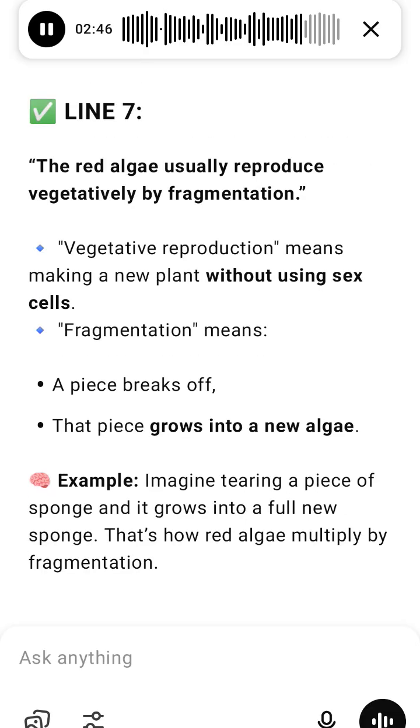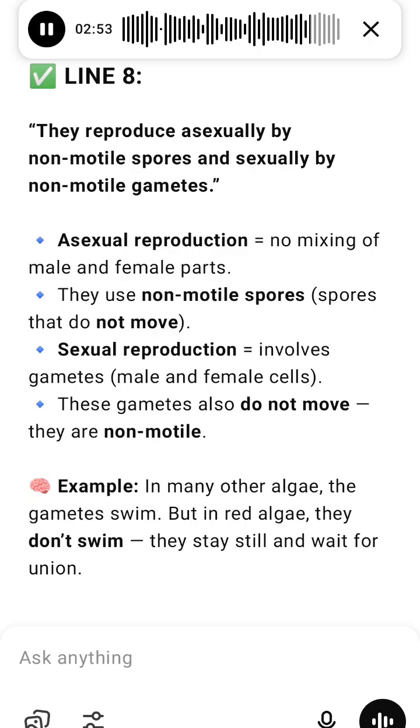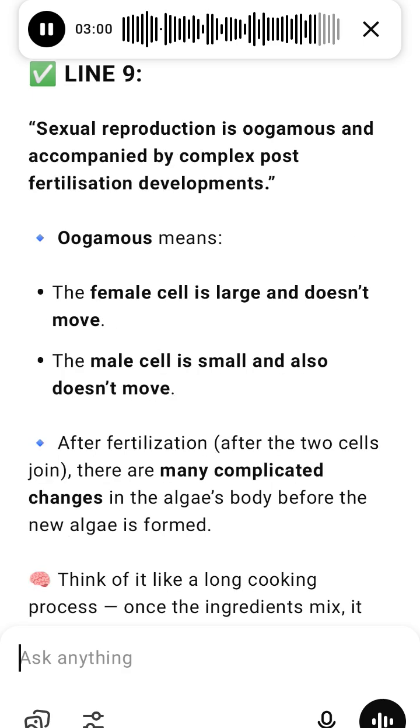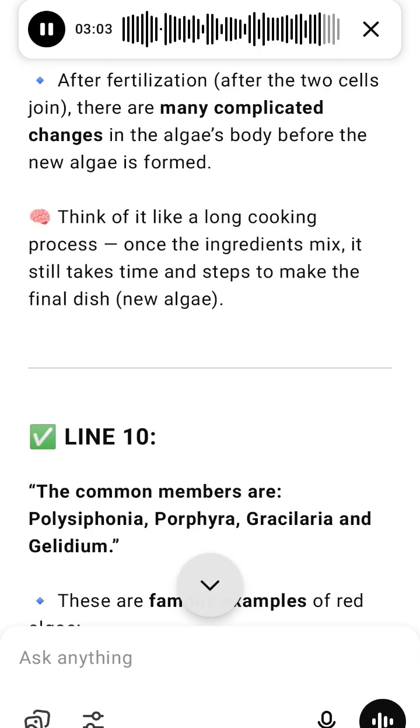How do red algae reproduce? 1. Vegetative reproduction. This means they reproduce without any special cells. It happens by fragmentation. A piece of the plant breaks off and grows into a new one. 2. Asexual reproduction. They produce non-moving spores. These spores do not have flagella, so they do not swim.